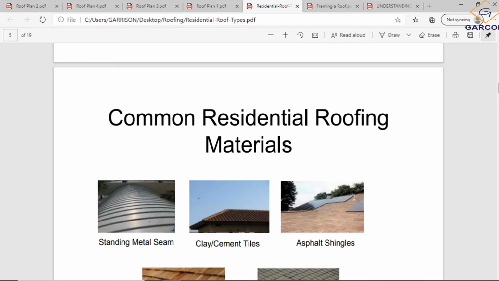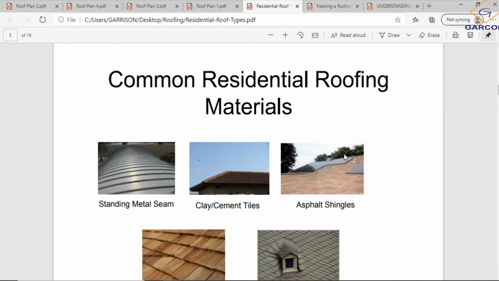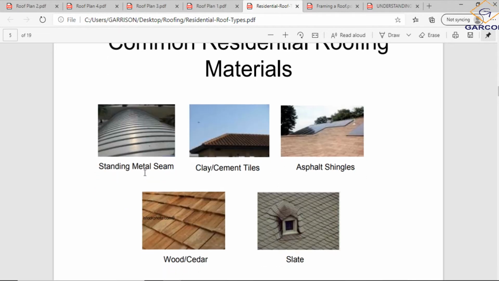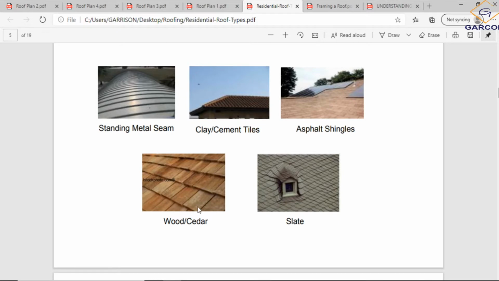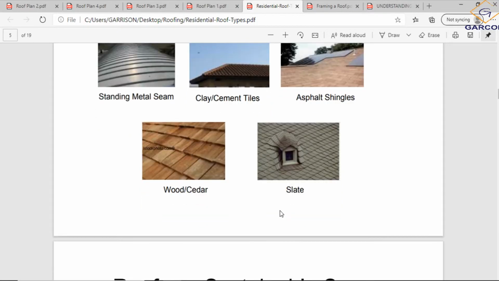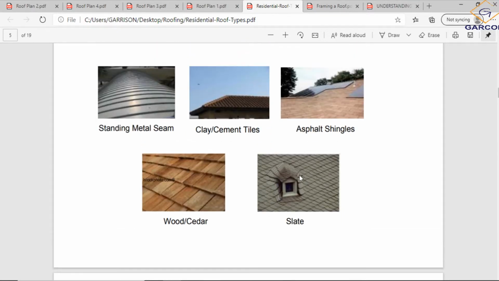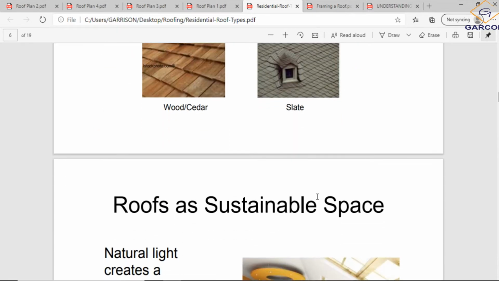So, common residential roofing materials. Common materials we use to cover the roof would be standing seam metal. You have clay, cement or clay tiles. You have asphalt shingle. You have cedar or wood. You have slate. These are some of the major types of material we use to cover roofs in Jamaica.